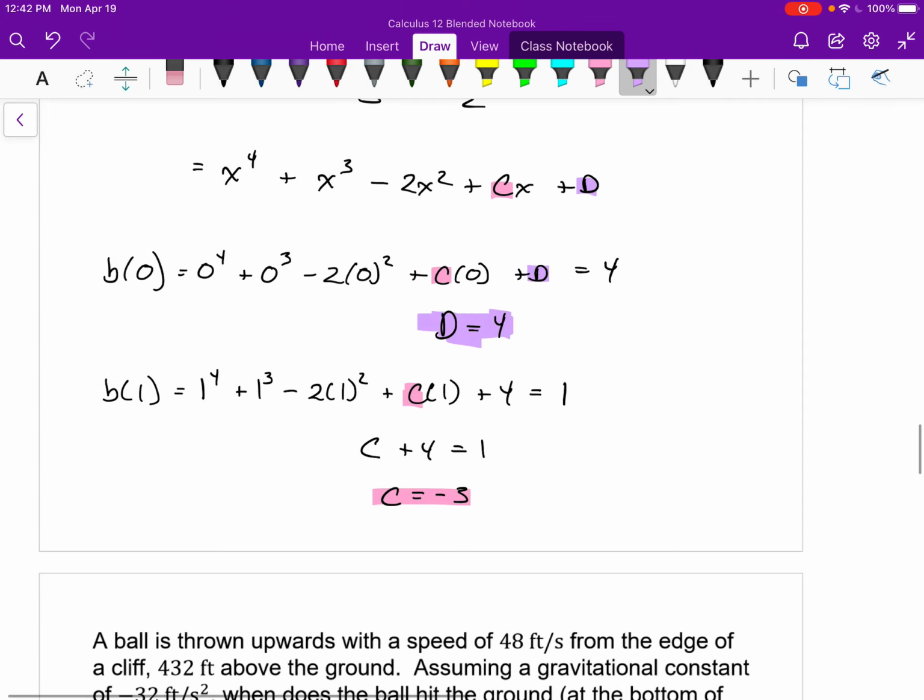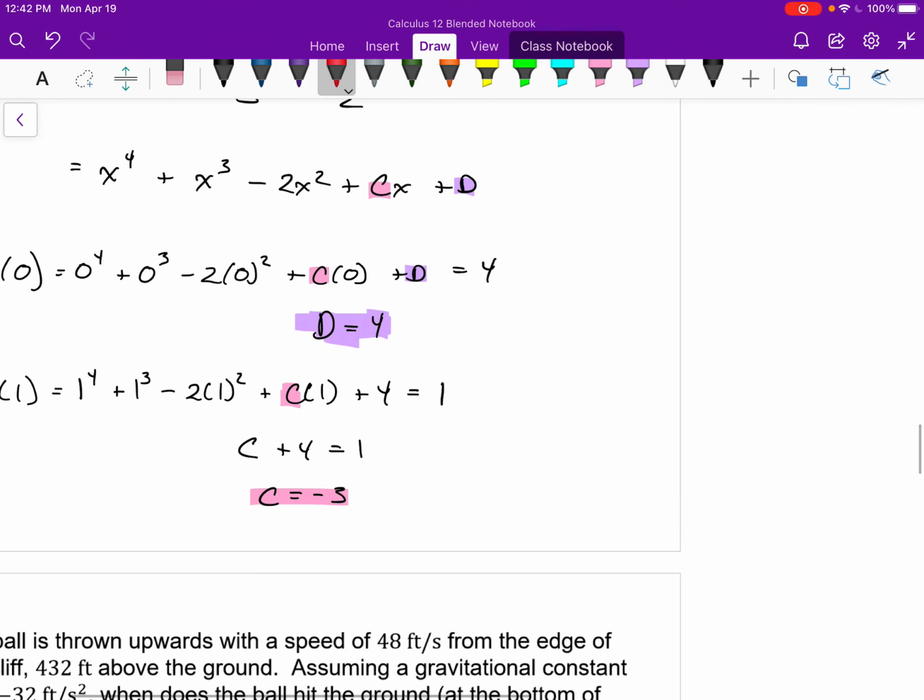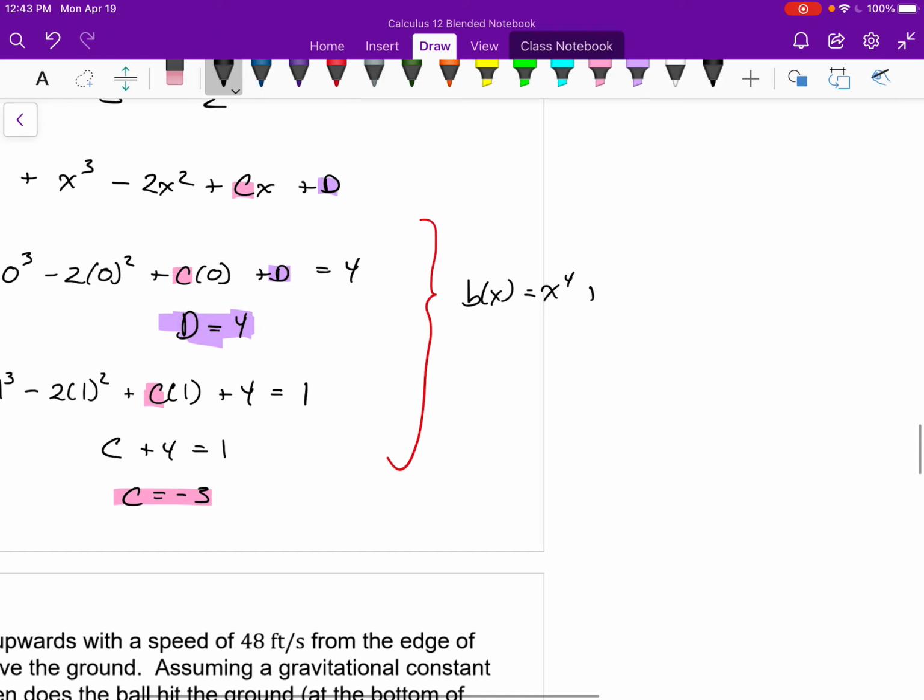So there we go. Now I can put my whole function together. I can say all together, b of x equals x to the power of 4 plus x to the power of 3 minus 2x squared minus 3x plus 4. There we go. Keep in mind, if I wasn't given those 2 points of information about function b, then it would be impossible for me to know what c and d are. They could literally be any constants.